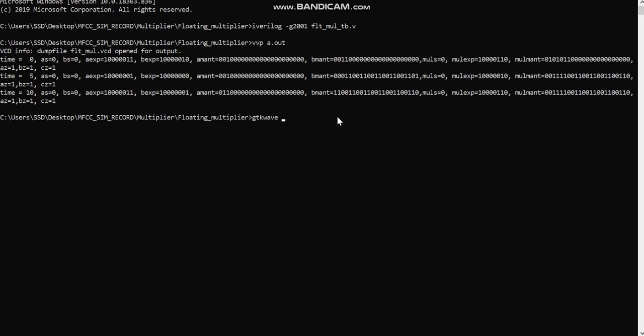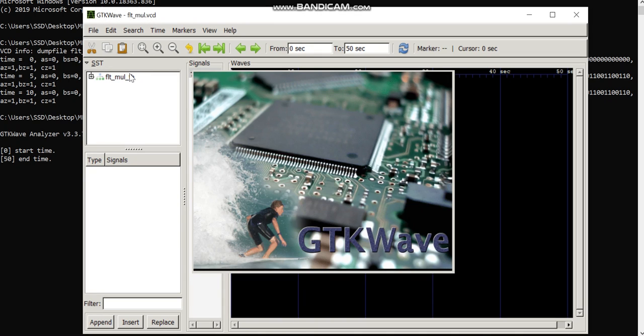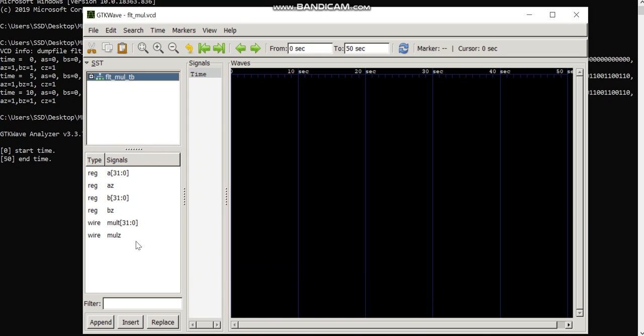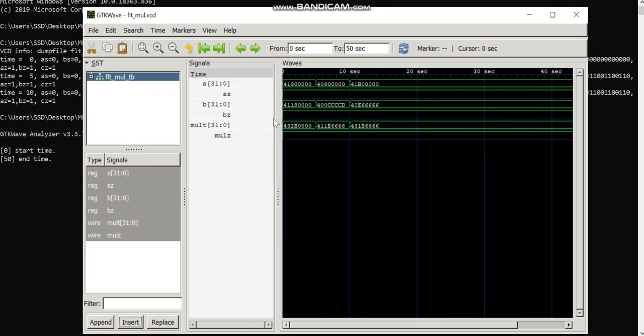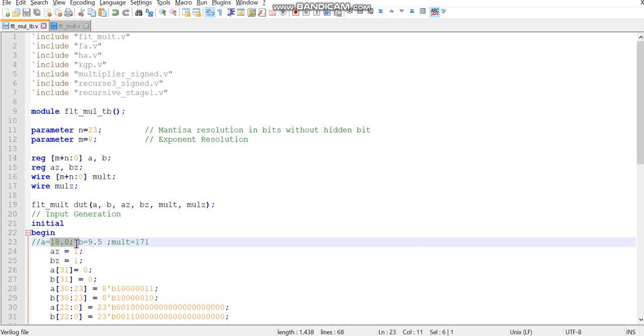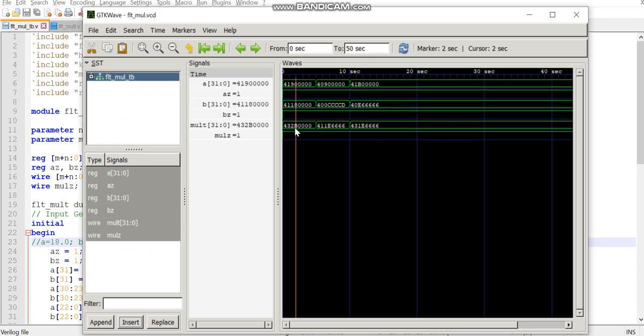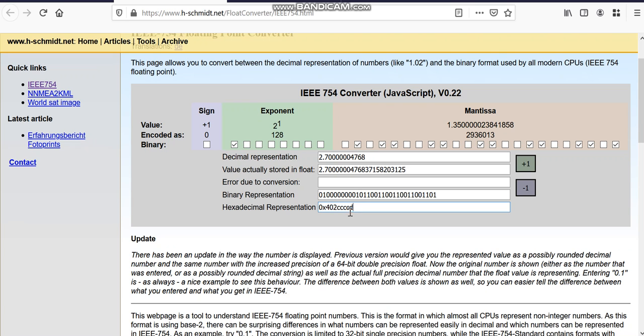The tool we use is GTKWave. The command is as follows, and we'll be calling this value change dump file. So now let us take all the inputs. Yes, the first set of inputs that I have given were 18.0 and 9.5, which should result in 171. So let us check this output. 432B40 is 171.